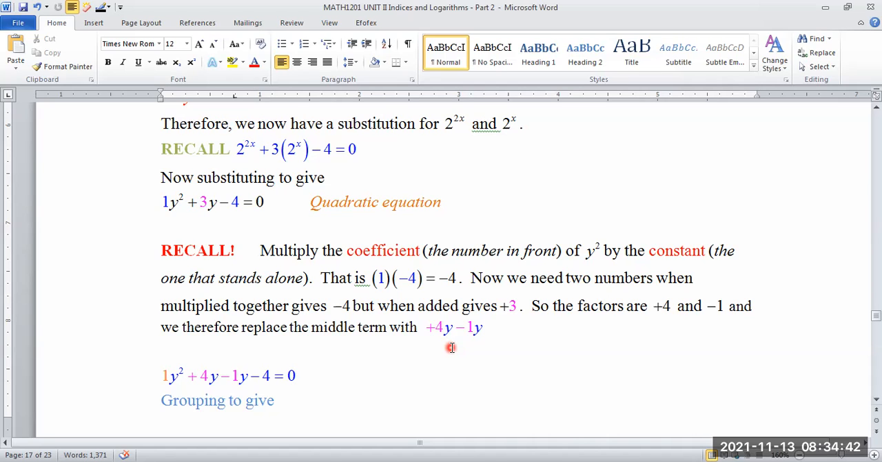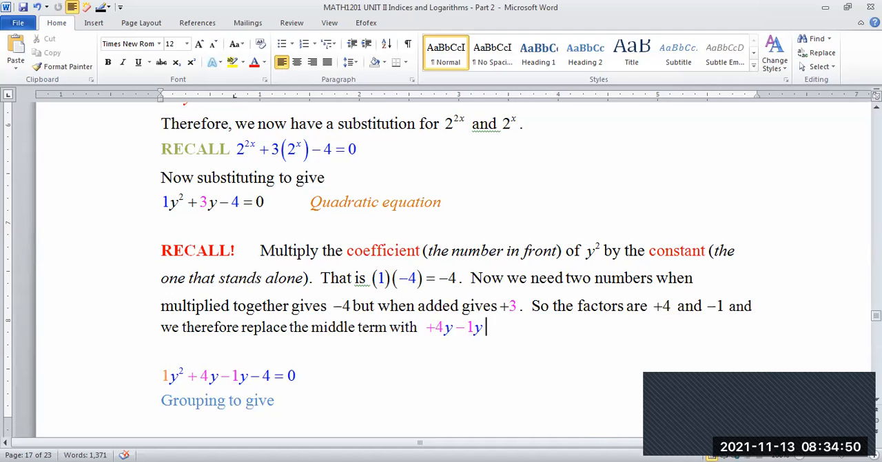Tell me why I put the y. Originally I had 4, +4 and -1. Why did I put the y?